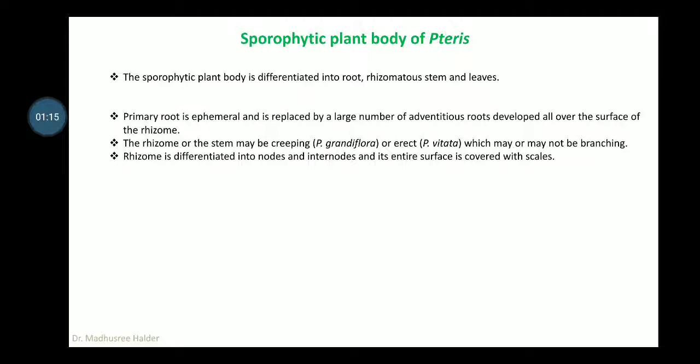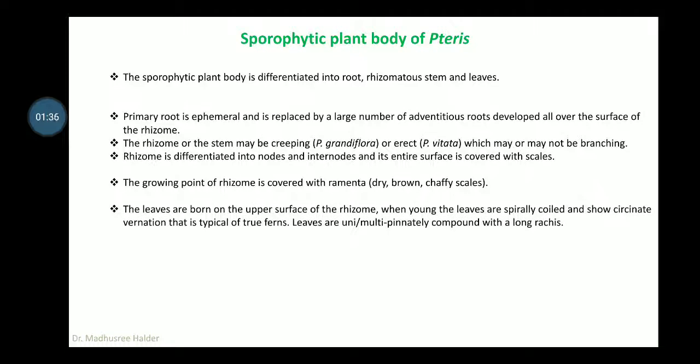Rhizome is differentiated into nodes and internodes, and its entire surface is covered with scales. Next thing is that the growing point of rhizome is covered with ramenta. Ramenta is nothing but dry brown colored scales. The leaves that are born on the upper surface of the rhizome, when young, are spirally coiled and show circinate vernation that is typical of true fern.